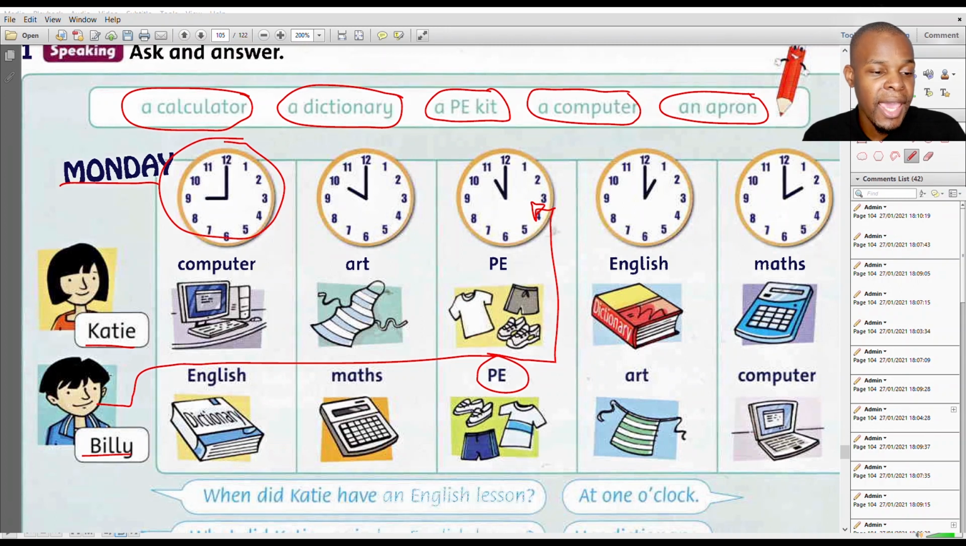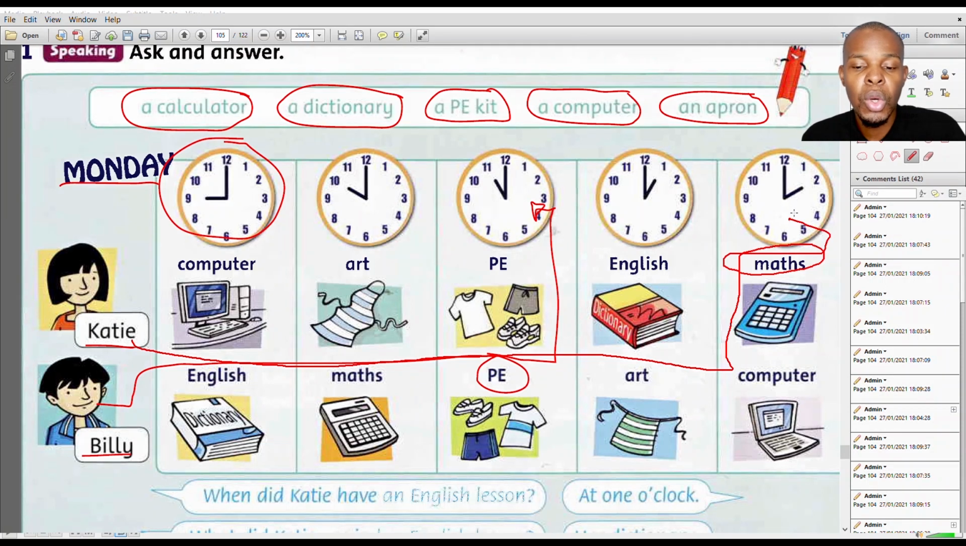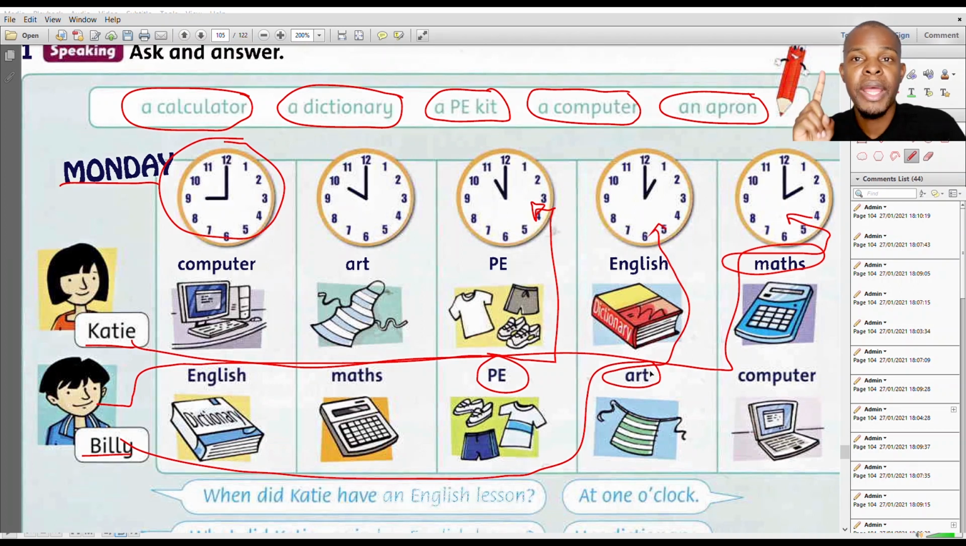And when did Kate have maths class? At 2 o'clock. And then when did Billy have art class? At 1 o'clock. So you can look at this schedule and then you can practice.